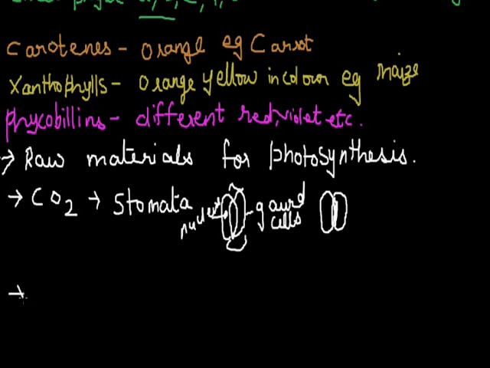Now, the second requirement for the process of photosynthesis to occur, that is water, that is H2O. Now plants take up this water with the help of their roots. Water is transported to the leaves by a special tissue called xylem.